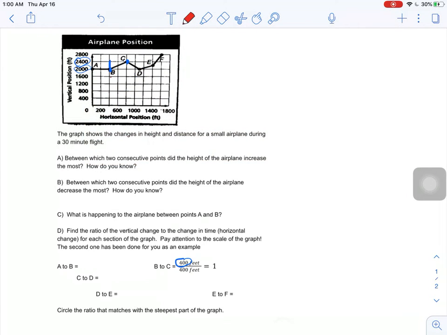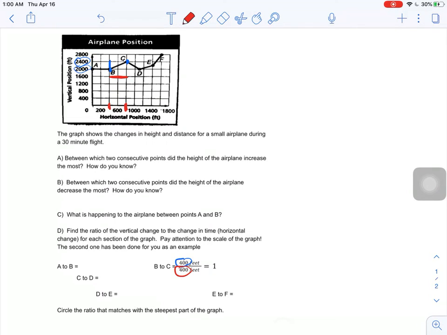And then you're asked to do the same thing with the horizontal change. So the horizontal change changed by this much. It went from here, which is 400, to here, which is 800. Well, that's another change of 400. So that's where we got the bottom 400 from. You have to pay attention to your units. And then we can reduce that. 400 over 400 is a total change of 1.